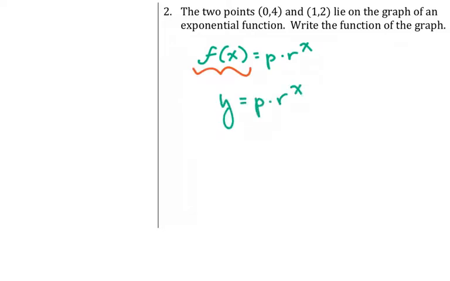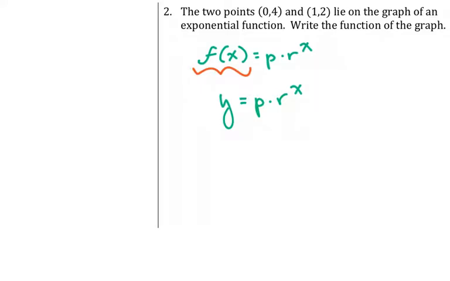So here we're going to ask you to write your own function. We know that 2 points on the graph of an exponential function here are (0, 4) and (1, 2). And we're going to write the function of the graph. Using our formula, f of x is equal to p times r to the x, where we want to find p and r. One thing that might be a helpful way to rewrite this for some of you is remember f of x is the same as the variable y, and we can just do that replacement.